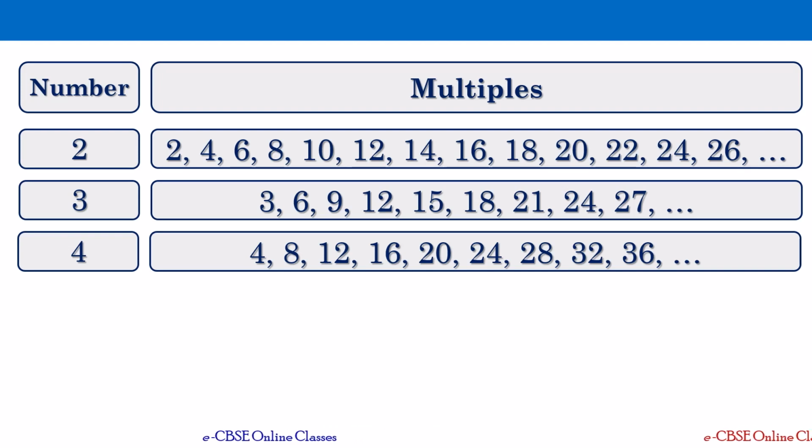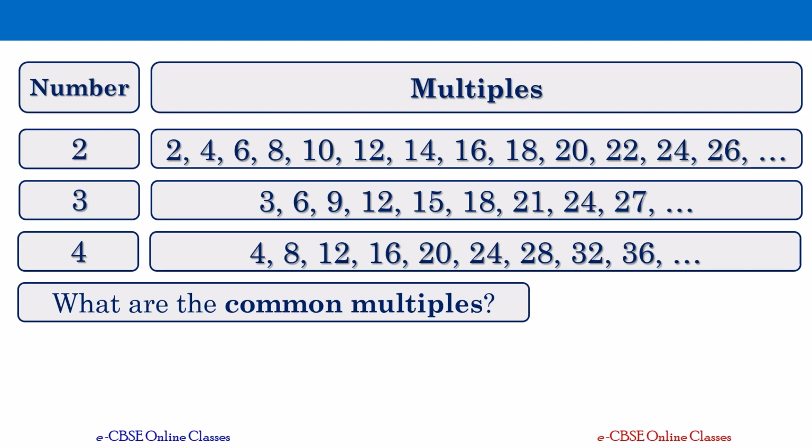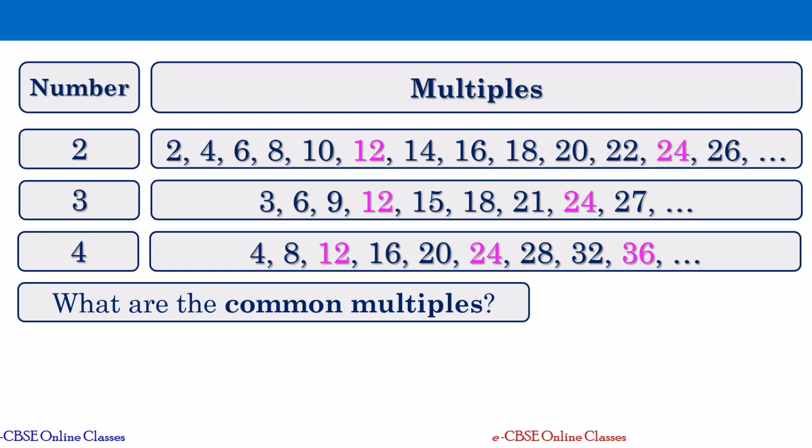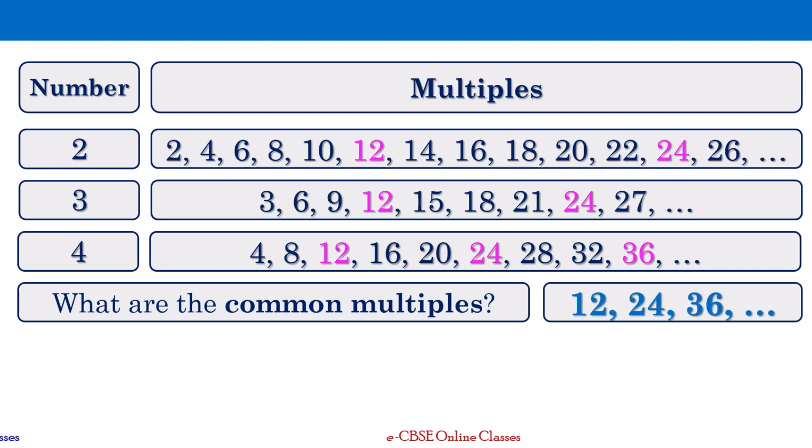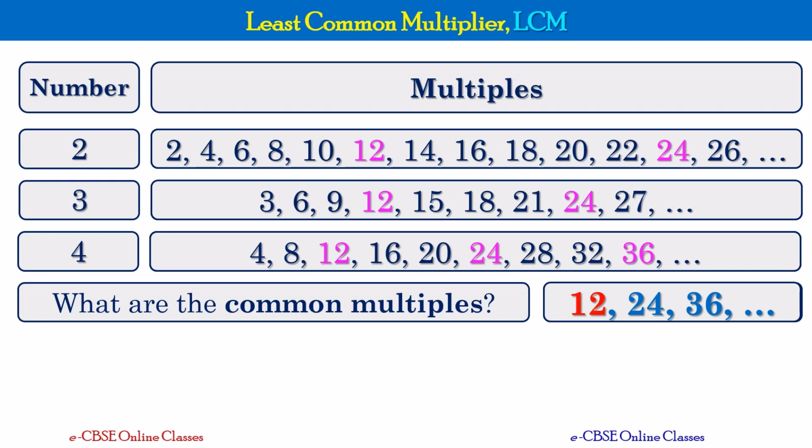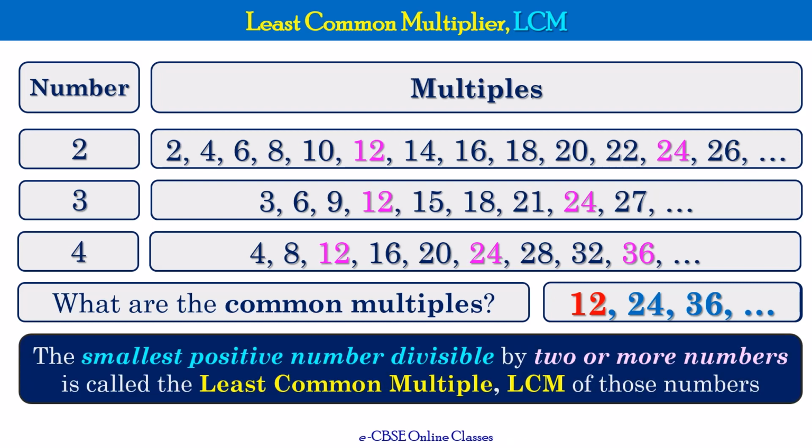So are there any common multiples of these? Yes. There are 12, 24, 36 and so on. And out of these common multiples, what is the smallest one? That is 12. So that is our definition of least common multiple, LCM. The smallest positive number divisible by 2 or more numbers is called the least common multiple or LCM of those numbers. So remember this definition.